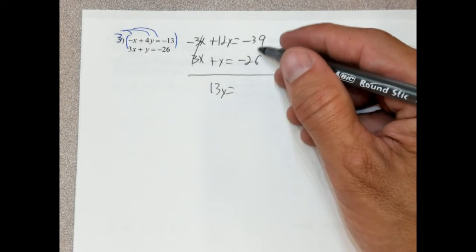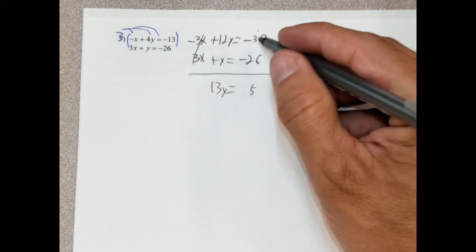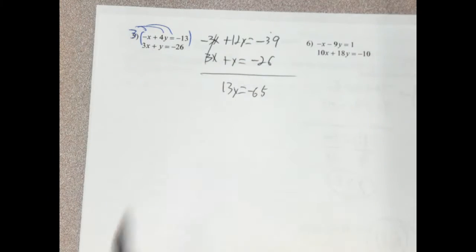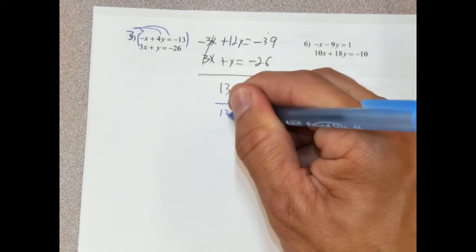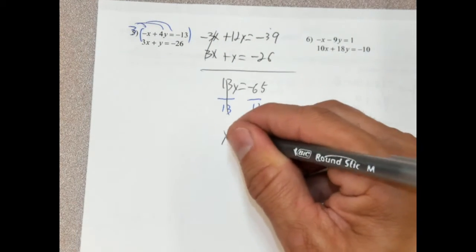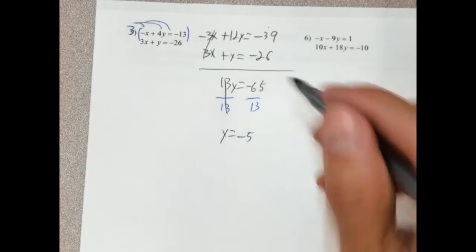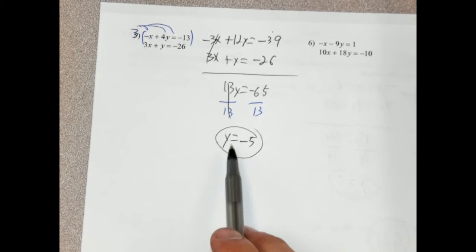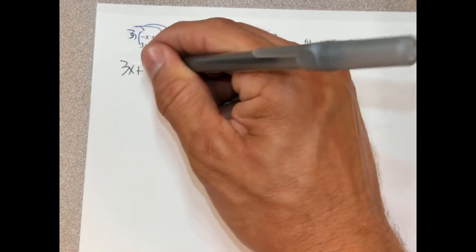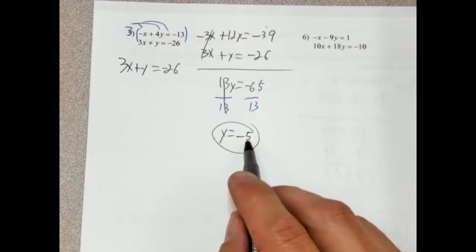And let's see, these are going to add together because they're the same sign, so 9 plus 6 is 15, carry the 1, 4, 6, so negative 65. Yep, so we're going to divide both sides by 13, and we get y equals negative 5, I believe. Negative 5, so that's our y value. We're going to plug that in here. It doesn't matter which one you plug it into; I'm just picking it because it looks like the easiest one to do. So we're going to plug in negative 5 for y.